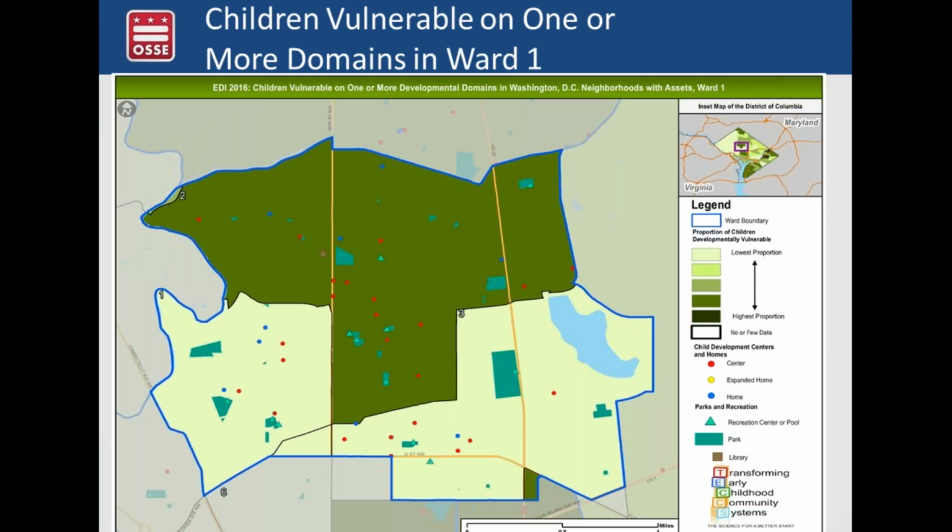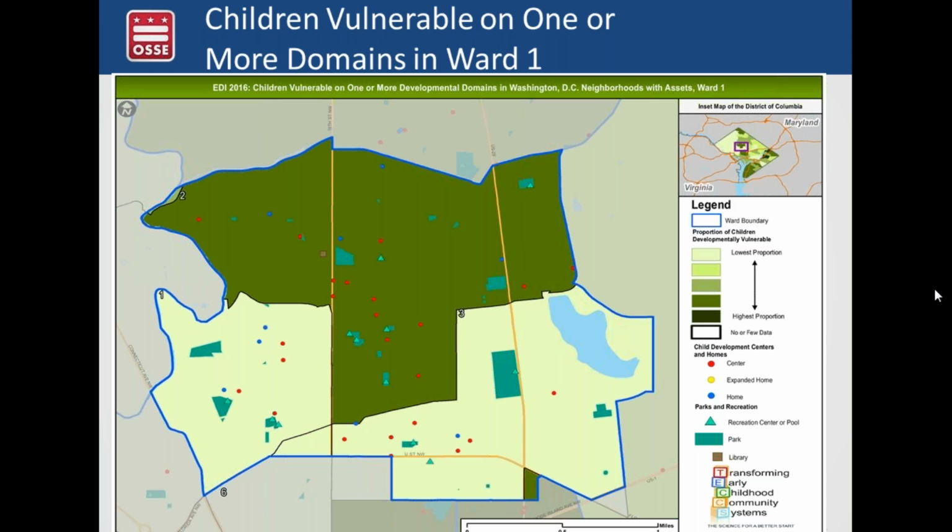This is a zoom-in of Ward 1 to help you get a better look at the neighborhoods, the neighborhood clusters within the ward, to also give you an idea of the other kinds of things that can be overlaid. In this case, we're looking at the child development centers and child care homes, along with the rec centers and parks. And from the OSSE team, if there are other observations about these that I should add, please feel free to chime in.